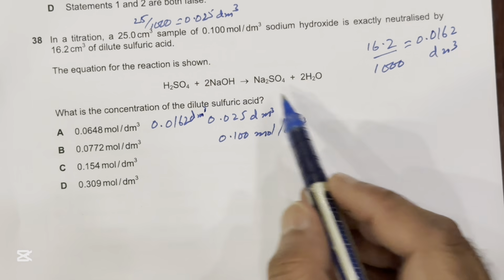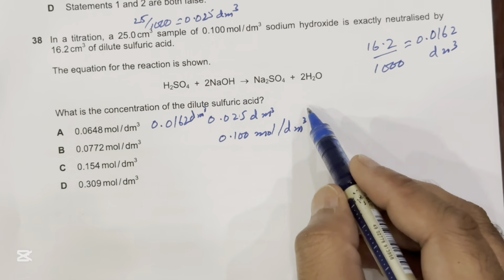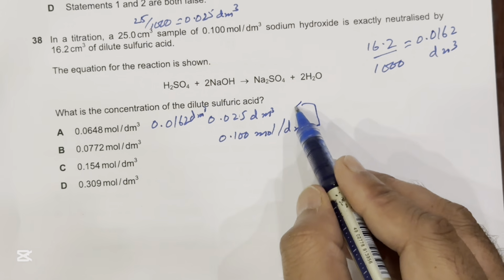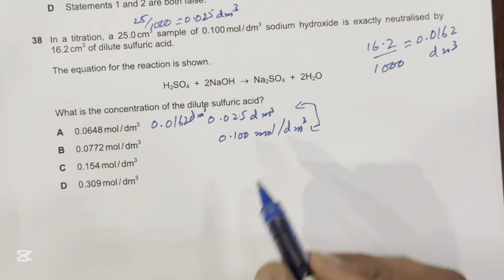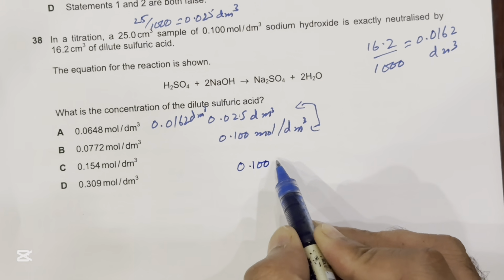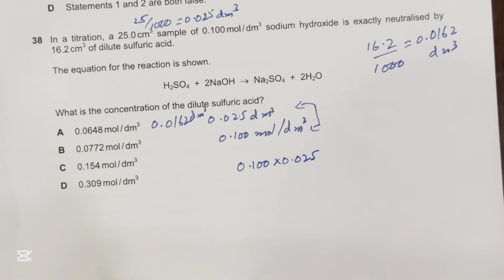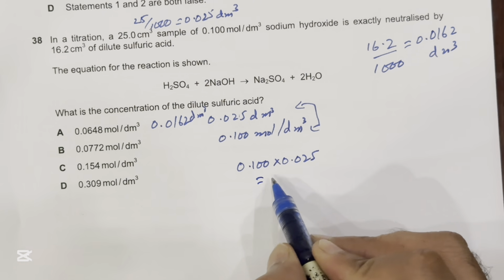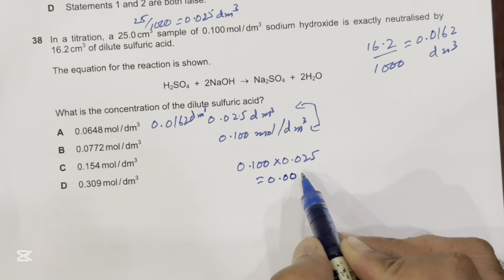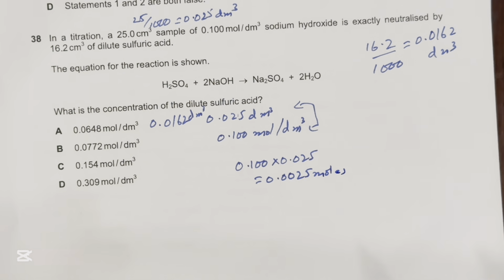Now we can calculate the moles of NaOH by multiplying those two values, because volume times concentration would give us moles. You can write that formula, 0.100 multiplied by 0.025, you would get the answer that is equal to 0.0025 moles. Okay, now this is 0.0025 moles.